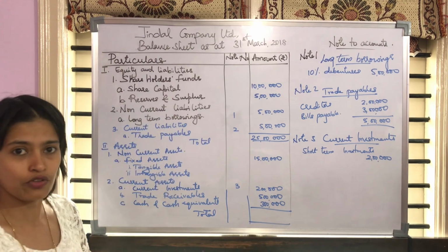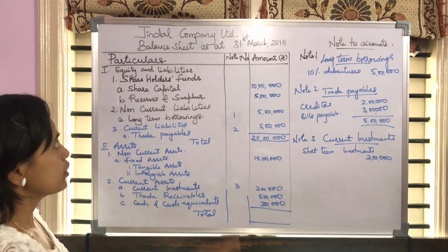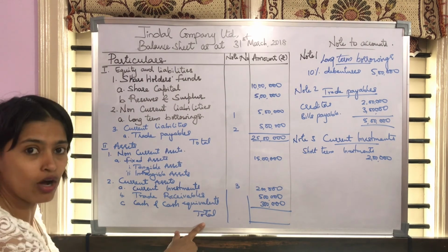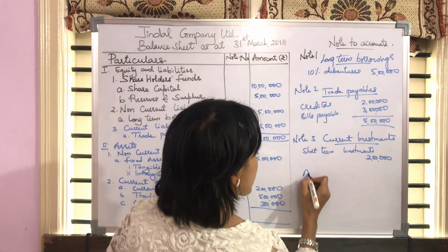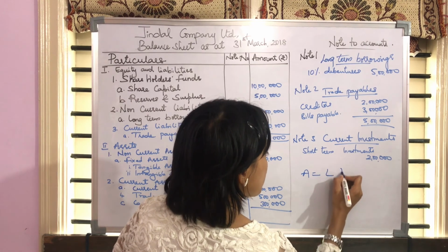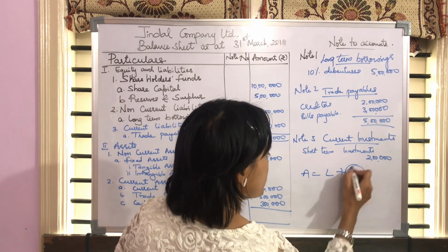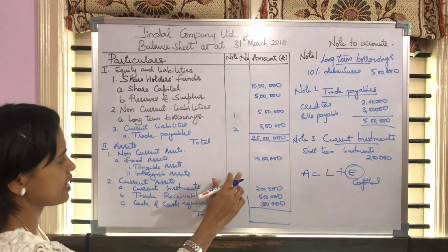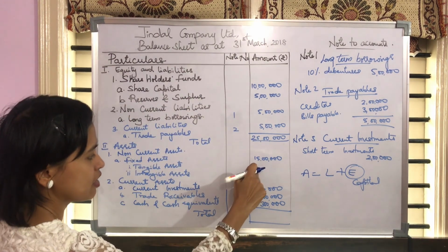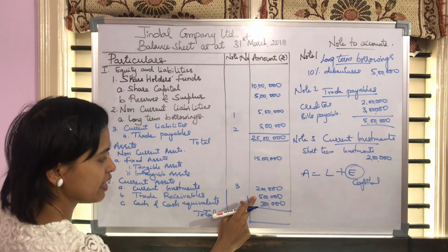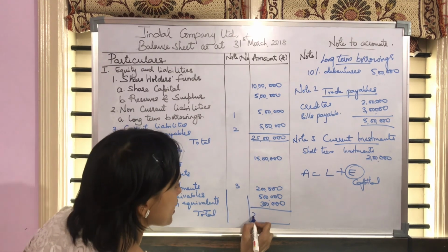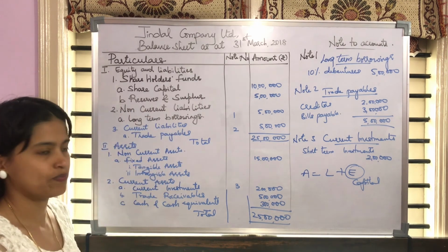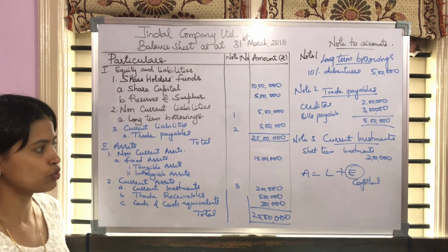Now when you're finding out the total, please make sure that your equity and liability total should be equal to your assets. So what's the formula? Asset is equal to liability plus equity. Equity is nothing but your capital, students. Do not forget this. Okay. So let's add 15 lakhs plus 2 lakh plus 5 lakh plus 3 lakh. We will get the total as 25 lakhs. So that's it with the solution, students.